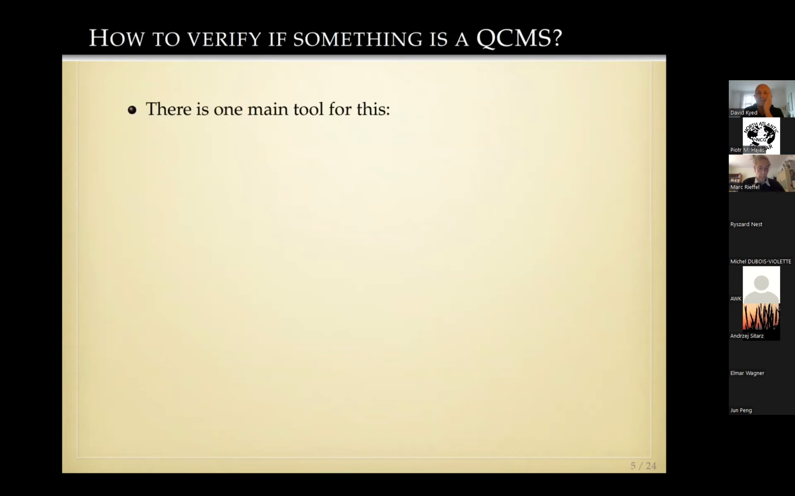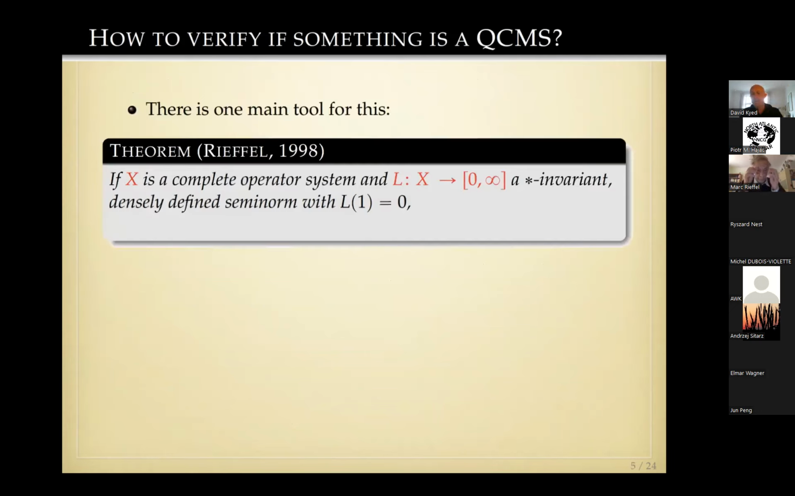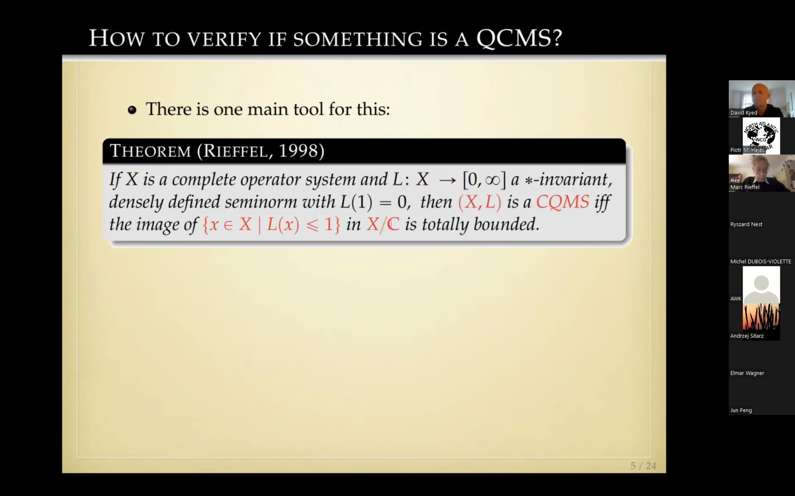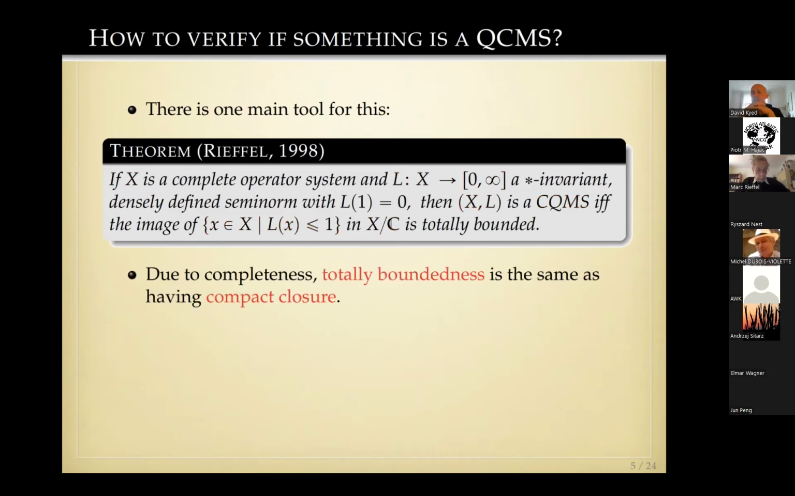So the theorem is also due to Rieffel. Imagine that you take one of these operator systems or C-star algebras, and then you take a semi-norm which satisfies all of the requirements, potentially not including the metrization of the weak star topology. Then the theorem says that you get a quantum metric structure exactly if the semi-norm unit ball projects onto something in the quotient by the scalars which is totally bounded. And totally bounded here, because we are in a complete metric space, is the same as having compact closure. So you can translate this issue into figuring out whether a certain set has compact closure, and this is in almost all instances how one goes about proving that something is a quantum metric space.